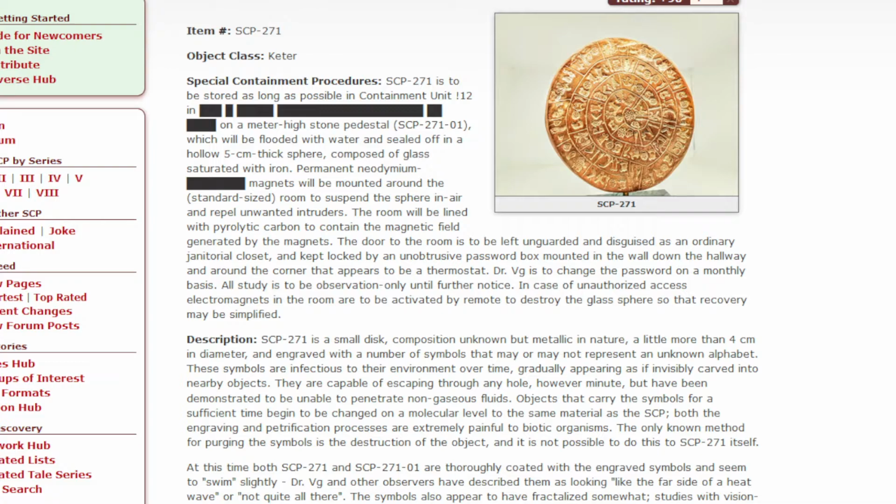SCP-271 is to be stored as long as possible in containment unit 12 on a meter-high stone pedestal, SCP-27101, which is to be flooded with water and sealed off in a hollow 5 centimeter thick sphere composed of glass and saturated with iron. Permanent neodymium magnets will be mounted all around the standard sized room. Standard sized. We got everything else measured out to the millimeter, but you can't tell me how big the room is? The room is to be suspended in a sphere in the air and to repel unwanted intruders. The room will be lined with pyrolytic carbon to contain the magnetic fields generated by the magnets. Jesus.